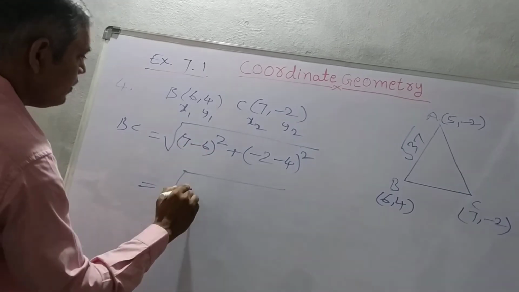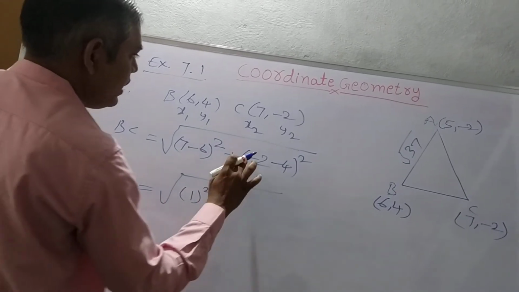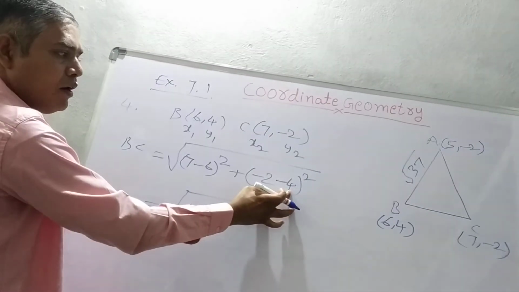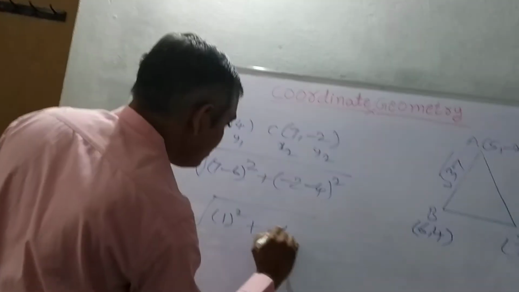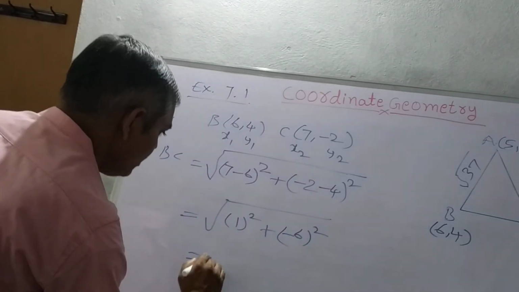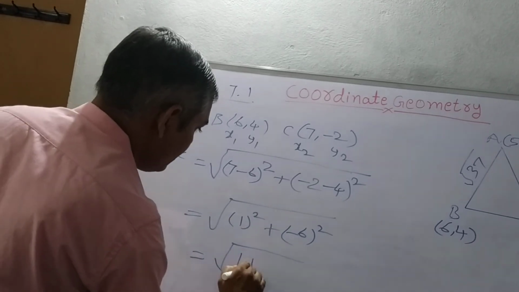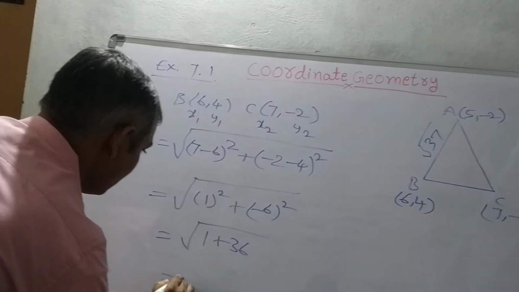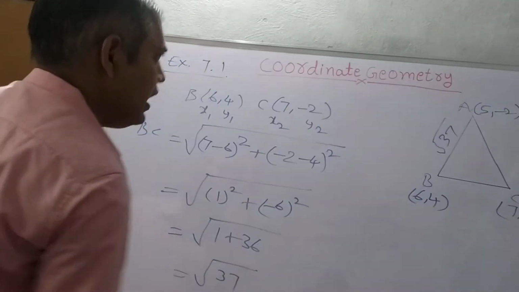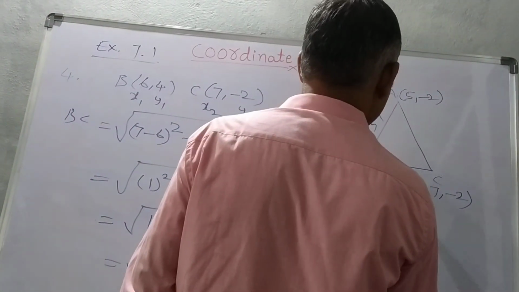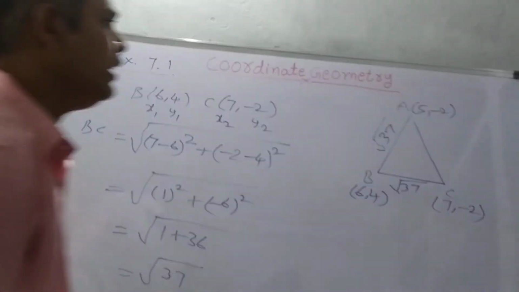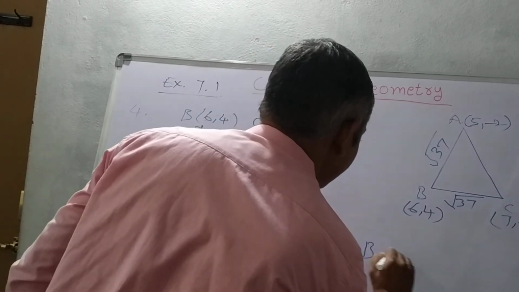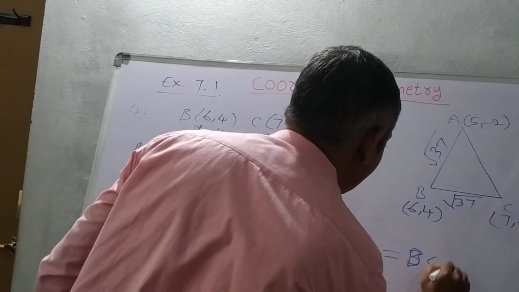7 minus 6 means 1, 1 whole square. Plus minus 2 minus 4. Here the sign is negative for both numbers, that's why we are adding these two numbers: minus 6 whole square, which is 36. That is equal to the square root of 1 plus 36, that is root 37. The value of BC is root 37. Then the two sides AB and BC are equal.